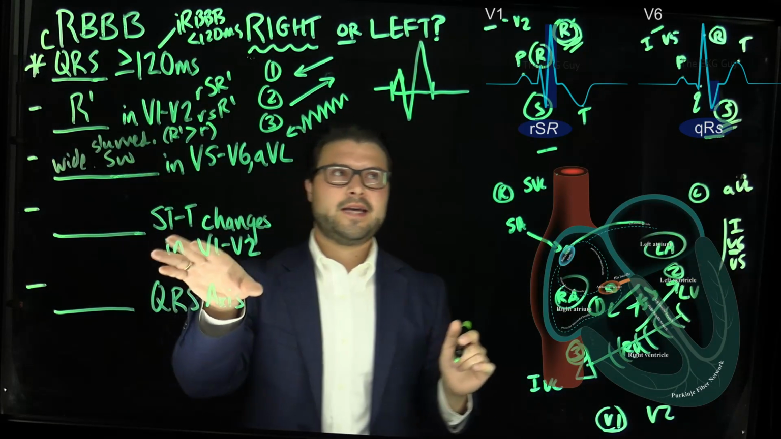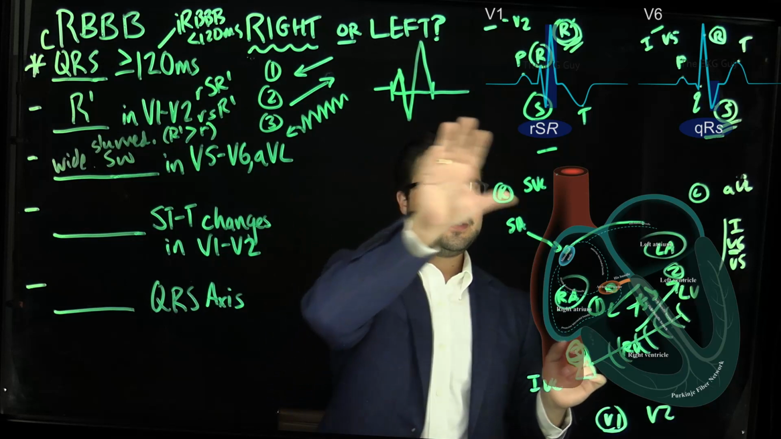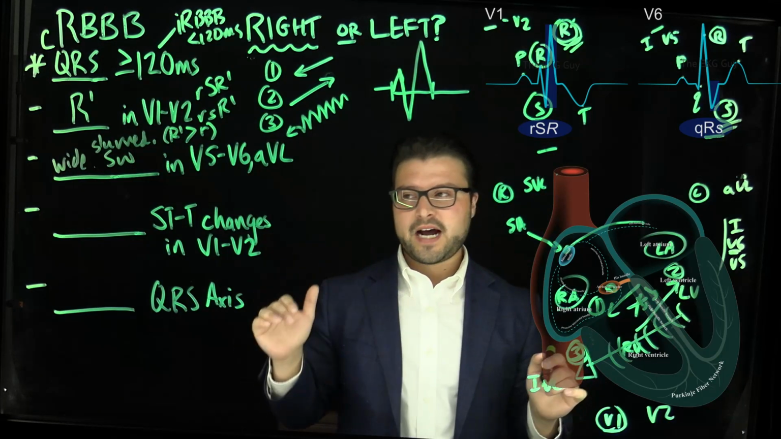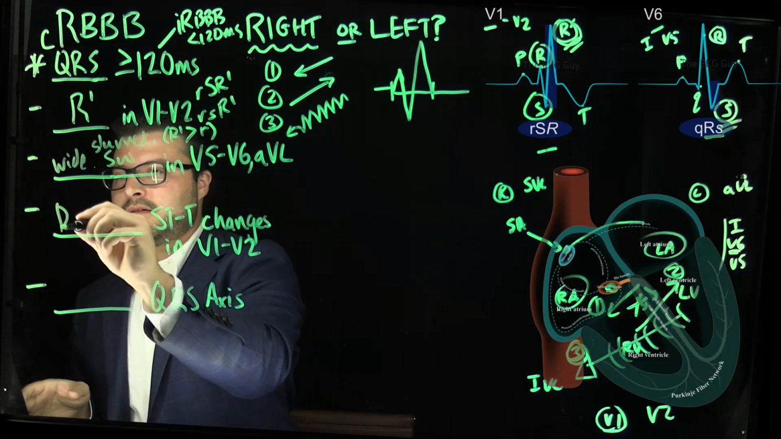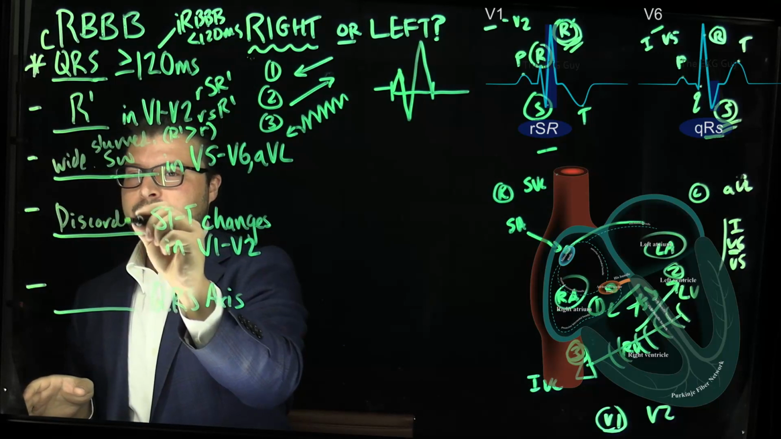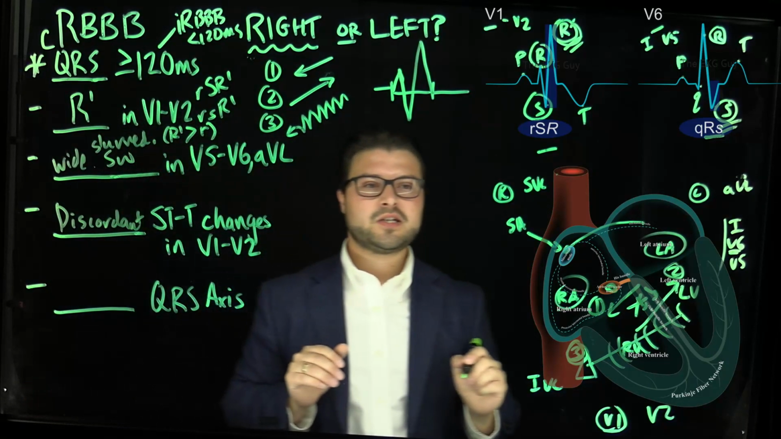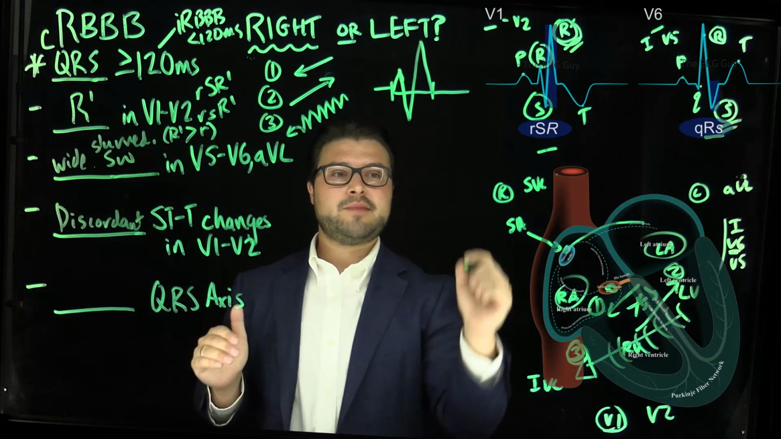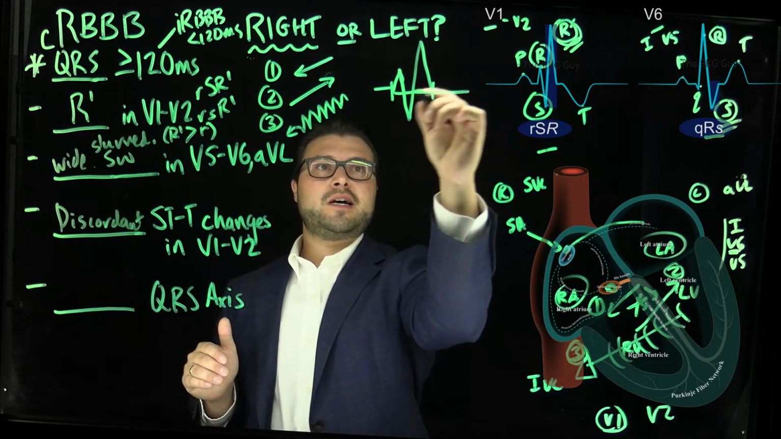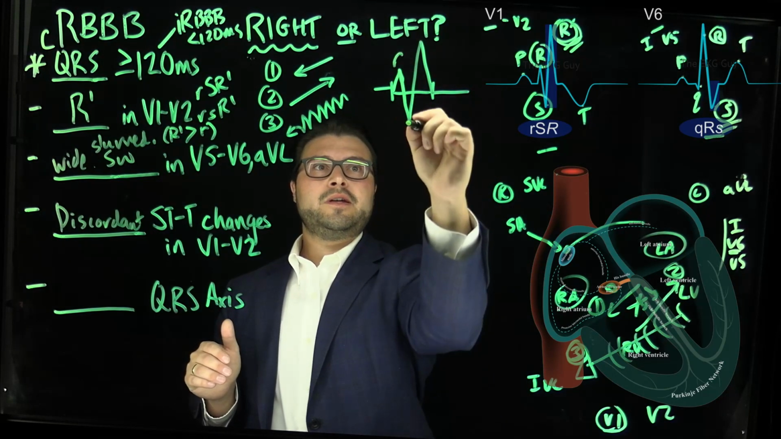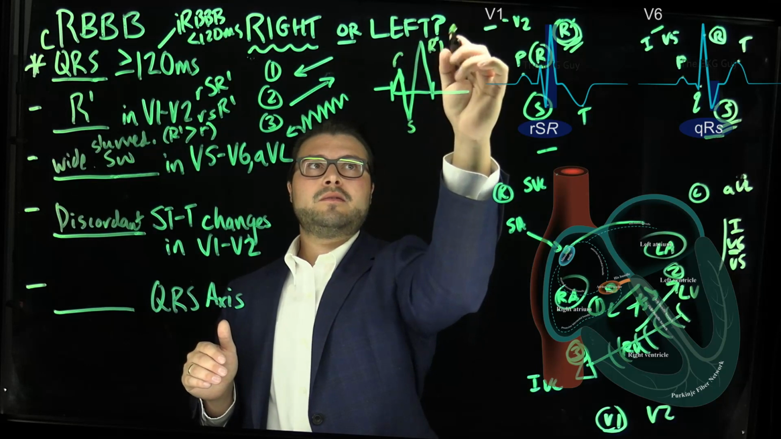What's going on with the ST-T wave changes? We don't see them in this image, but what's commonly seen are what we call discordant ST-T changes. So what does that mean? Imagine you have this QRS complex. Here's your R, here's your S, your R prime.